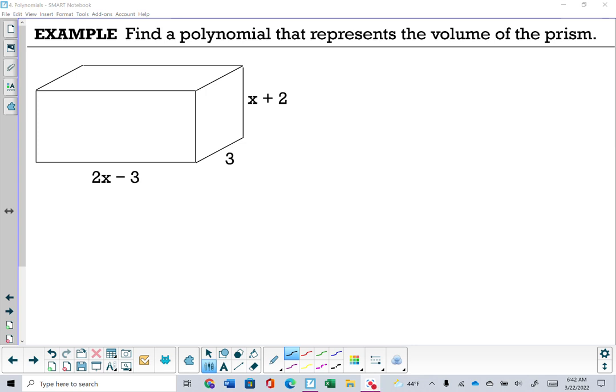So here we have a rectangular prism, and we're asked to find a polynomial that represents the volume of the prism. So let's remind ourselves, if we have a rectangular prism here, some will refer to this as a box. We know that volume for this figure is equal to the length times the width times the height.